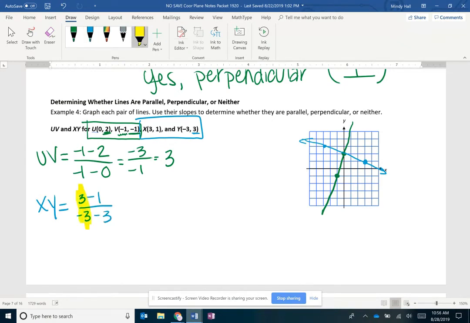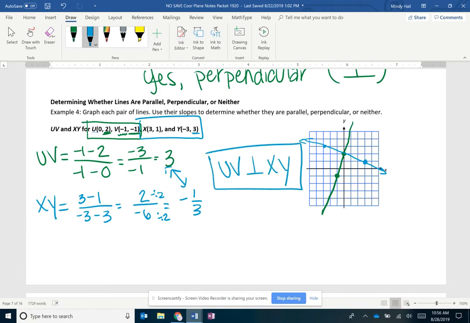If you look vertically, 3 and -3, that is one of your ordered pairs, so you are good. With the slope formula, the biggest issue is people mess up their ordered pairs. So 3 minus 1 is 2, and -3 minus 3 is -6, which would simplify, divided by 2, to -1/3. So then looking between these, our sign is opposite and the fraction is flipped because this is like 3/1. So because of that, we know they are perpendicular. So you would say UV is perpendicular to XY. Perfect.